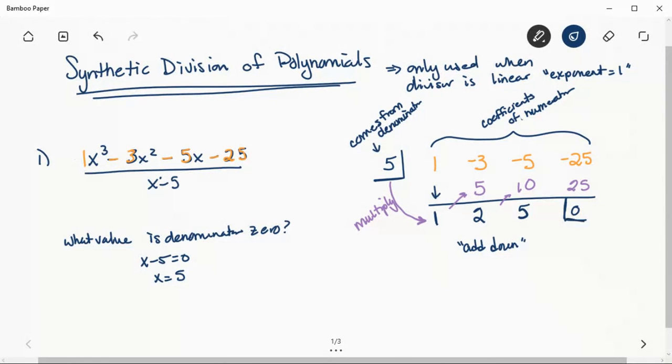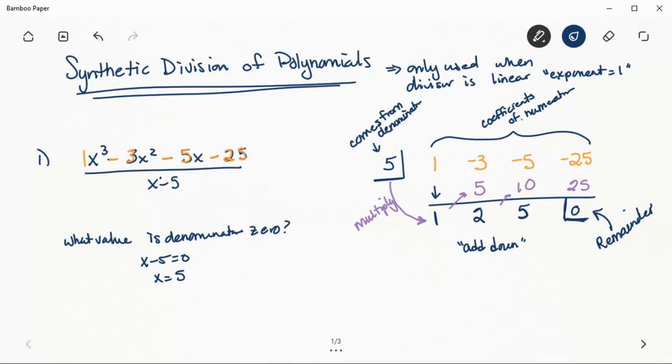Notice I've boxed this off. This number here is your remainder. That remainder of 0 is going to be significant when we now write our final answer.